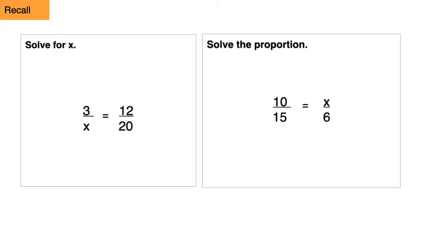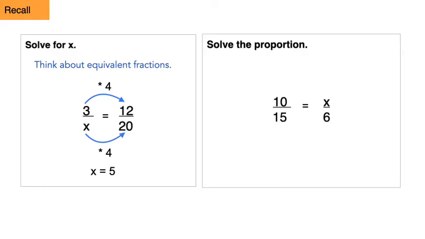In the first example, I'm asking you to solve for x. You could think about equivalent fractions. You could look for a relationship involving multiplication in the numerators, that 3 times 4 equals 12. So that same multiplication relationship would exist in the denominators, that some denominator times 4 equals 20. Therefore, x would equal 5. So this value of x equals 5 means that the fractions 3/5 and 12/20 are equivalent.